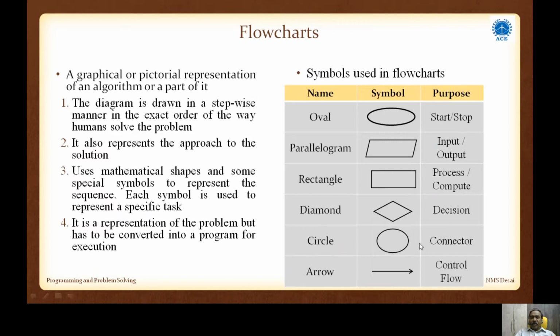A circle is used for connecting. Say I am writing a flowchart on paper with a pen. At the end of the paper, there is no place left, right? For huge, more complex, real-time problems, the flowcharts run into several pages. So how do I know which part connects to which part in the flowchart? I use a circle. I terminate the last part with a circle and then use an arrow symbol to control.